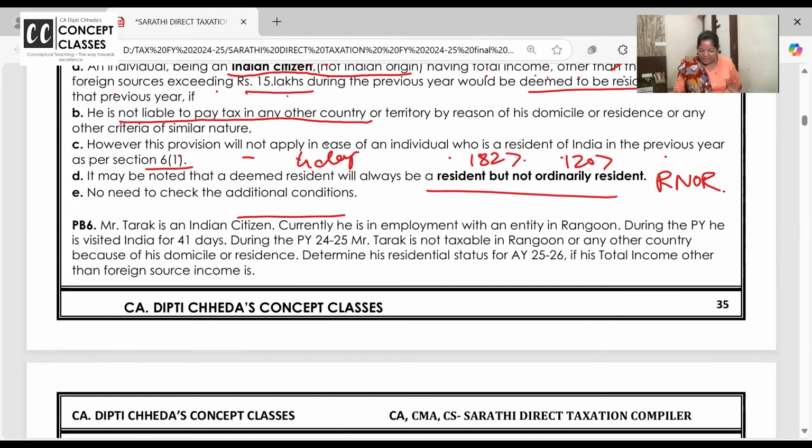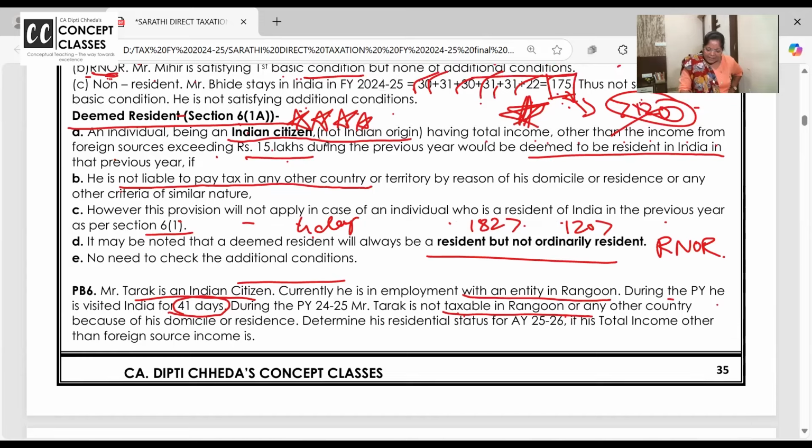एक क्वेश्चन करते हैं तो ये क्लियर होगा. Tarak is Indian citizen. He is employed in Rangoon. During the previous year, he visited India only for 41 days. So we will not go in that jhol of 120 days. ठीक है? Tarak is not paying any tax in Rangoon. See, if you are paying tax in other countries, no problem. But you are not paying tax in any other country. ये वाला point सबसे important है.